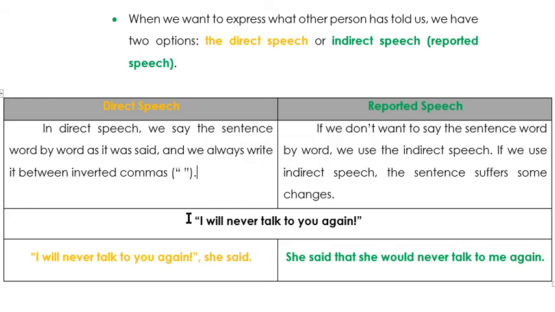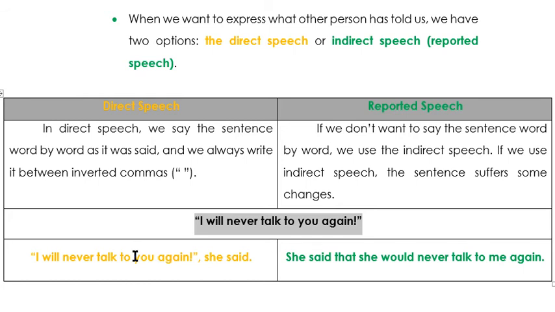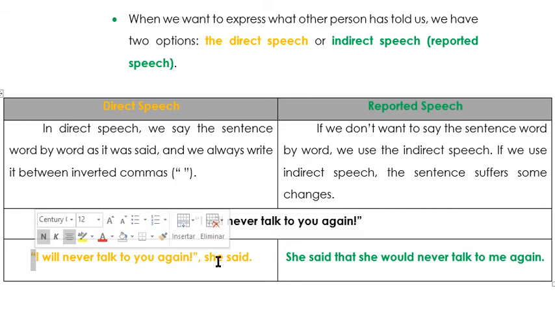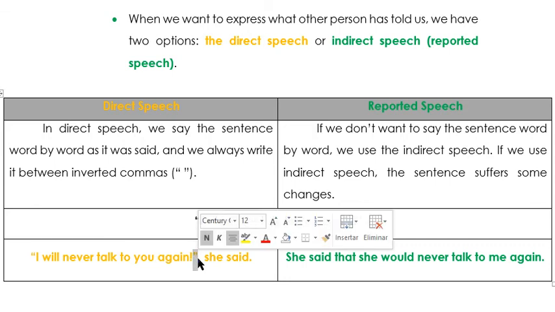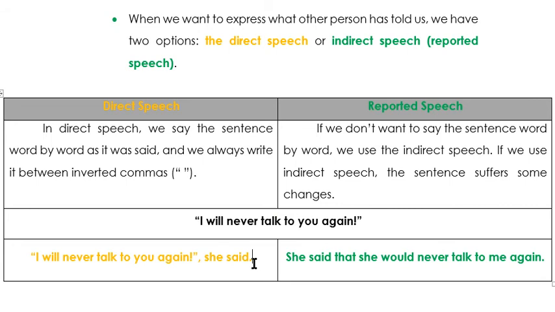For example, imaginen que una persona nos dice esto. I will never talk to you again. Una chica nos dice esto. I will never talk to you again. Bueno, yo quiero decir lo que esta chica me dijo a otra persona. Bueno, ¿cómo digo? Abro comillas. I will never talk to you again. Cierro comillas. She said. ¿Ok? Dije literalmente, palabra por palabra, lo que ella me dijo a mí. ¿Sí? Se lo conté a otra persona.